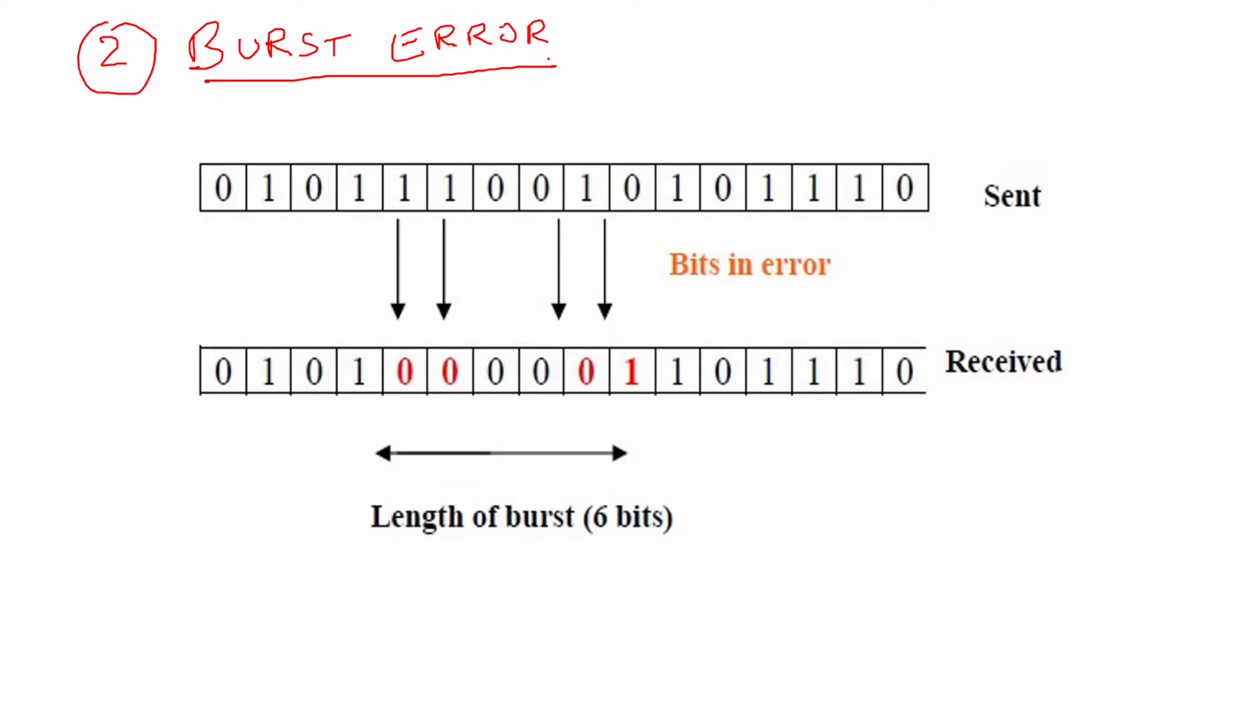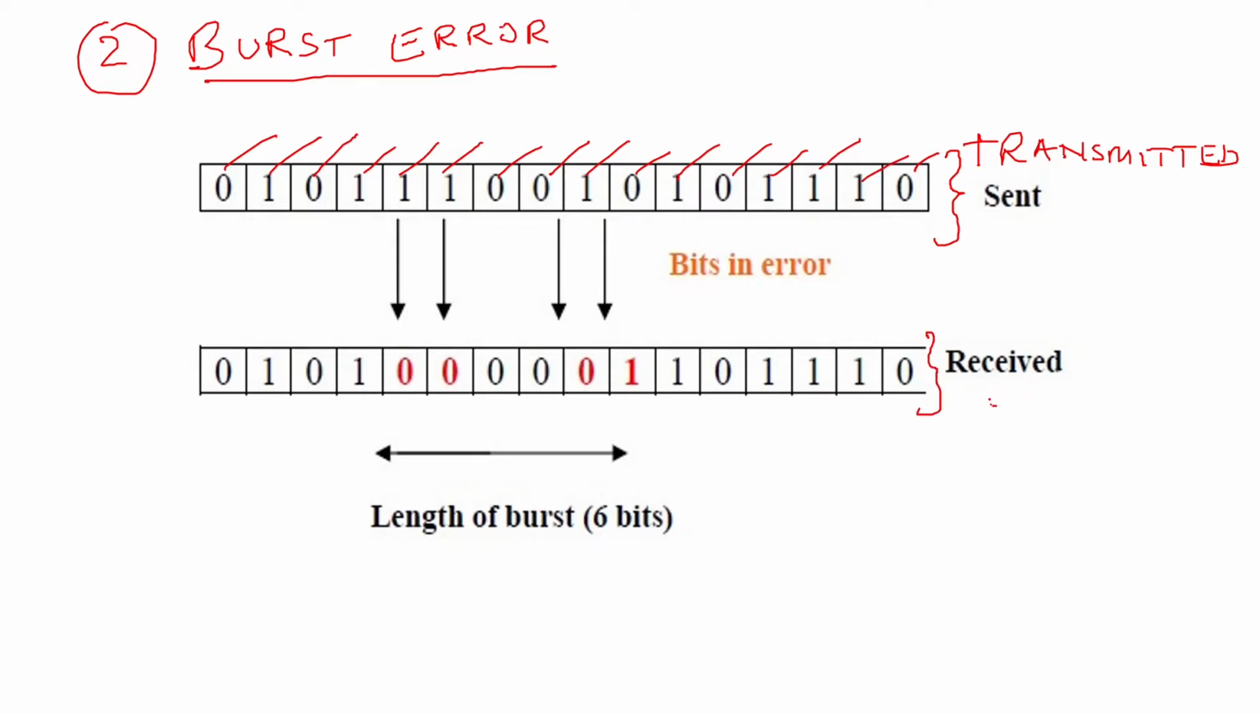Now in this figure, we see that the top data is your transmitted data and the bottom data is your received data. This is transmitted data, or sent data. If you see here, it was 0, 1, 0, 1, 1, 1, 0, 0, 1, 0, 1, 0, 1, 1, 1, 0. Now after receiving, this is your received data.